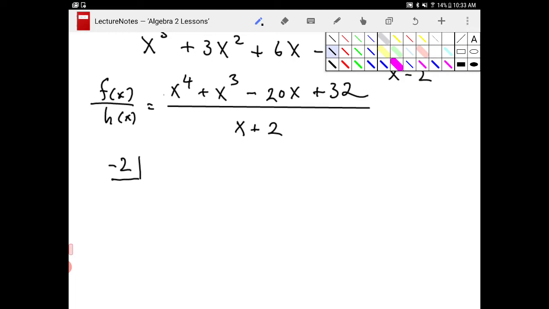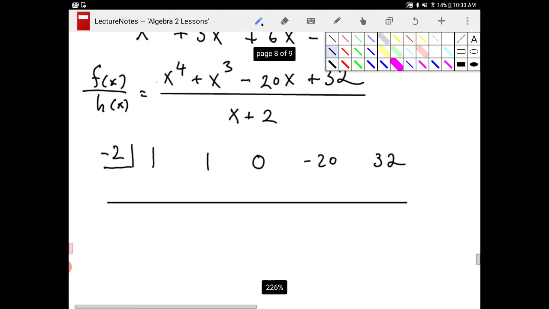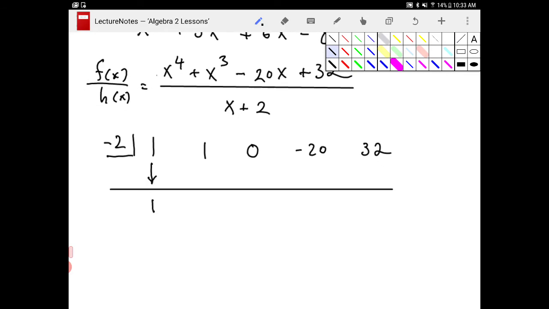And I am going to take all the coefficients one more time. So it's 1, 1, 0, negative 20, and 32. And again, I'm going to perform a synthetic division. I pull down the 1. This comes down. So it's 1. 1 times negative 2 is negative 2. 1 plus negative 2 is negative 1. Negative 2 times negative 1 is positive 2. 0 plus 2 is 2. Negative 2 times 2 is negative 4. Negative 20 plus negative 4 is negative 24. Negative 2 times negative 24 is positive 48. And that will get me positive 80.